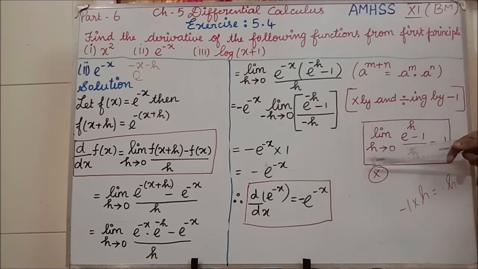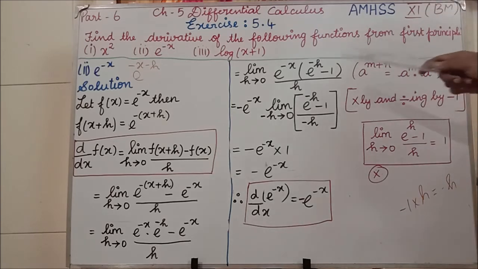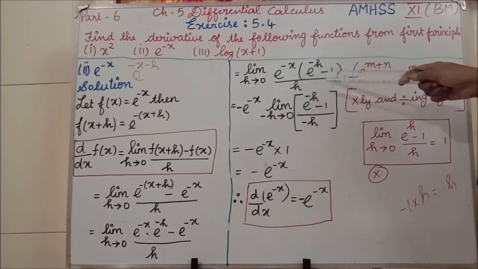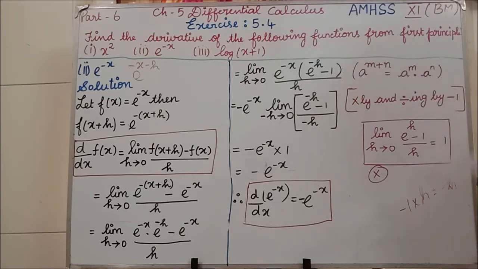Clear? After writing this, we have one formula. What formula? Limit h tends to 0, e power h minus 1 divided by h, value is equal to 1. Clear? If in the power you have h, and the same h is in the denominator, the value will be 1. See here, we have e power minus h minus 1. But in the denominator, do we have minus h? We don't have it. So what we have to do? We need minus h. For that we are multiplying and dividing by minus 1.